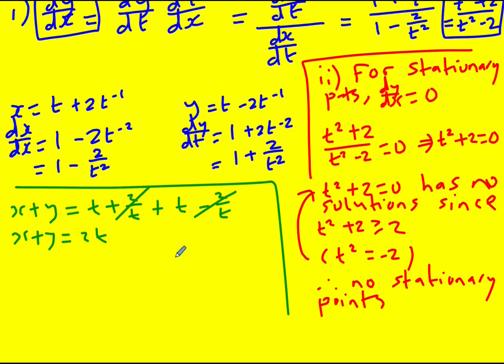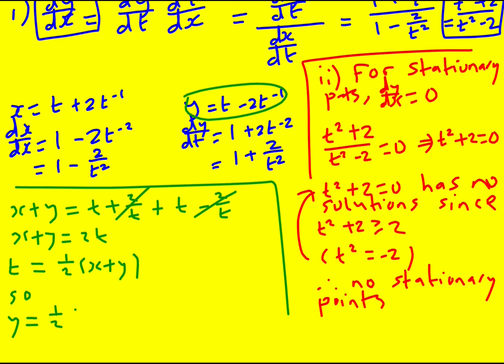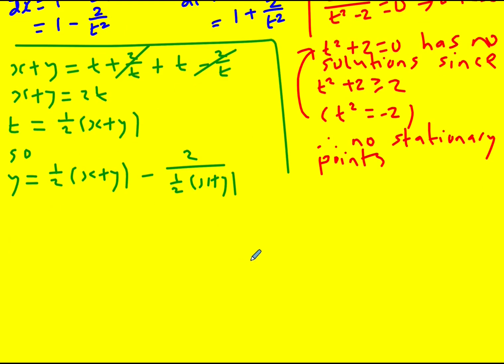Now we've not actually eliminated t from it, but this will give us the ability to, because I can now make t the subject. t is going to equal a half of x plus y. And I'm now going to substitute that back into the equation for y. So y is going to equal a half of x plus y, minus 2 over a half of x plus y. Right, now if I'm dividing by a half, it's actually the same as multiplying by 2, so I can change this to a 4.